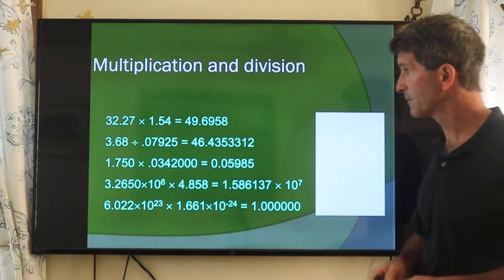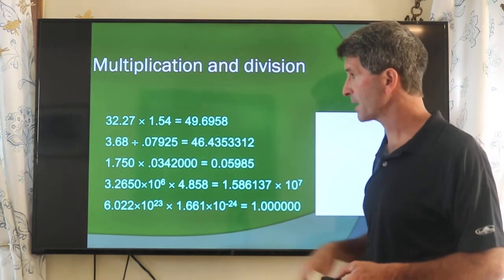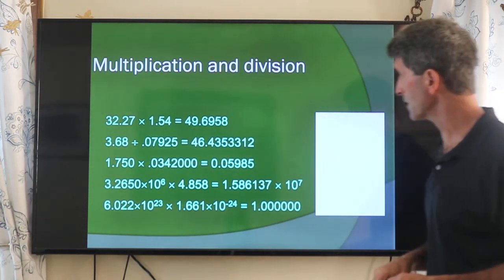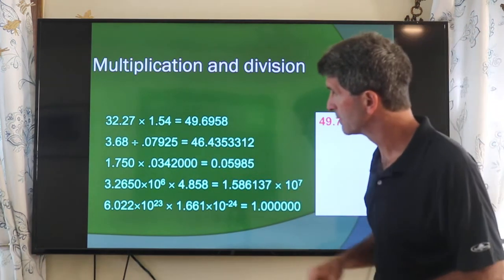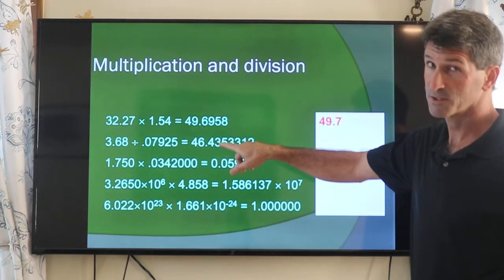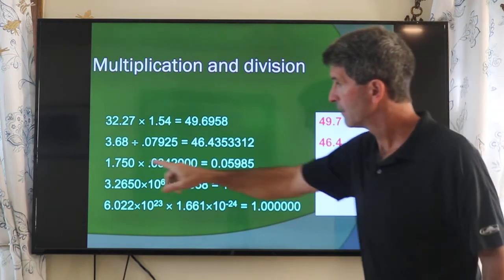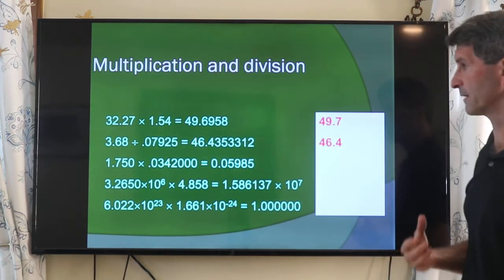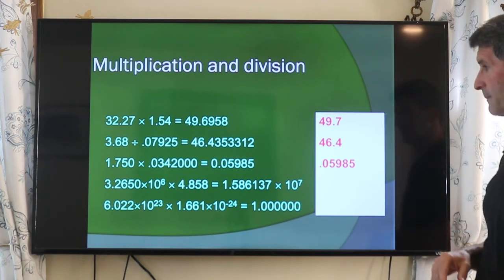So let's do some of these. Okay? I multiply these two and my calculator reads out. What should my answer be? Well, my answer should only have 3 significant figures there. 49.7. What about this? 3 significant figures, 4 significant figures, so 3 significant figures. 46.4. 4 significant figures, wow, 6 significant figures. But again, my answer can only be good to 4, so that's what I get.